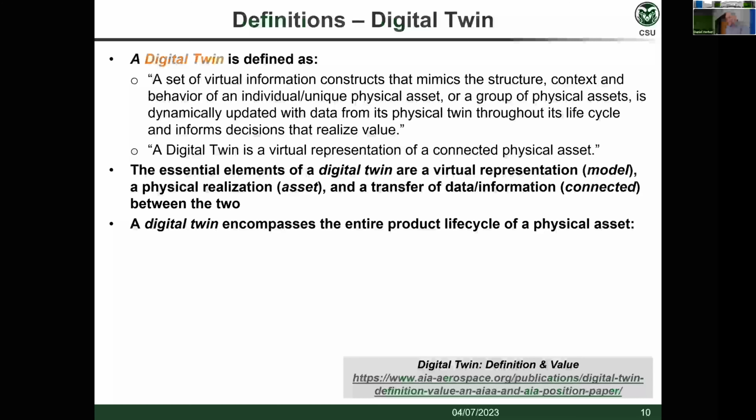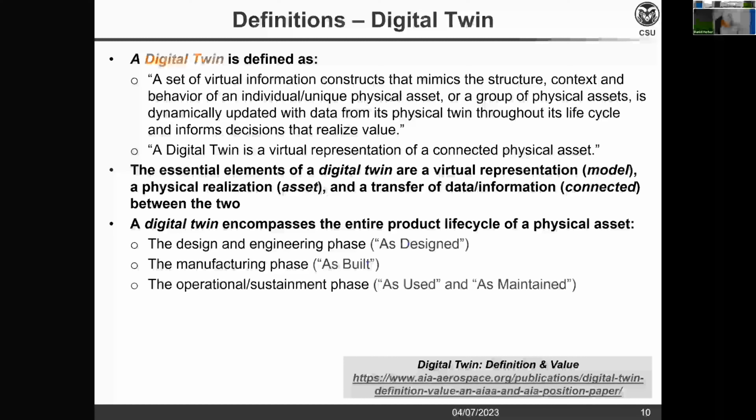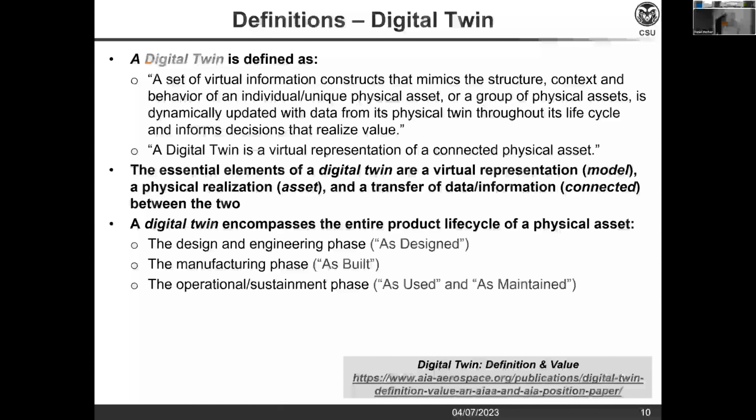So digital twin encompasses the entire product lifecycle of a physical asset: the design and engineering phase, sometimes called as designed, the manufacturing phase as built, as well as the operational sustainment phase as used, as maintained. This is the idea that we have a virtual representation of the physical thing. Sometimes we might build that virtual representation before the physical asset exists, but to have a true digital twin, we want that physical asset that we are comparing, benchmarking, and connecting to between this asset and model.